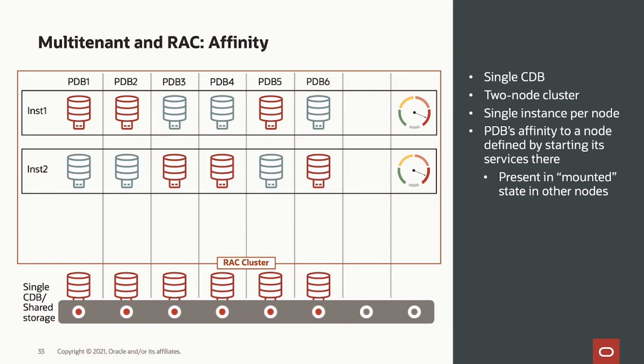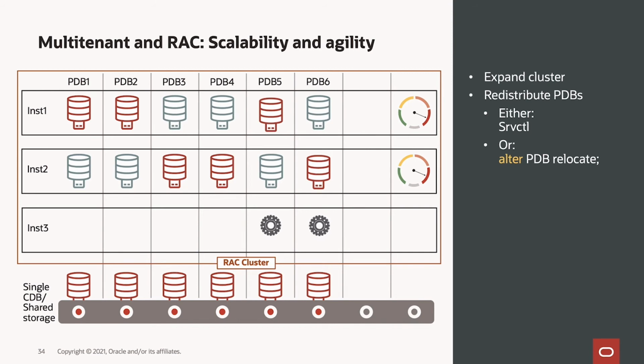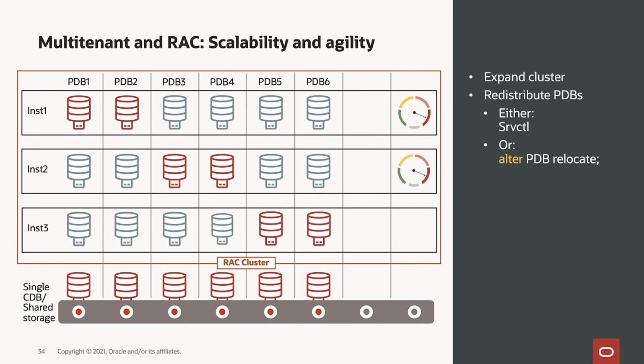Now our cluster is beginning to look a little overburdened, with both resource meters now in the red zone. To address this problem, we'll expand the cluster by adding an additional node running a third instance, instance 3. Now we can do some load balancing by redistributing the PDBs across the newly expanded cluster. This is a nice, simple process. In fact, it can be done either by using srvctl or via SQL, using an alter pluggable database relocate command. And the result is that once more we see a nicely balanced load across our cluster.